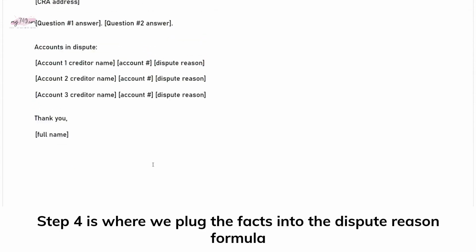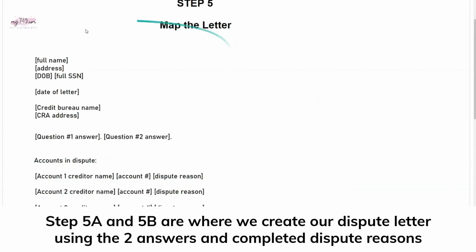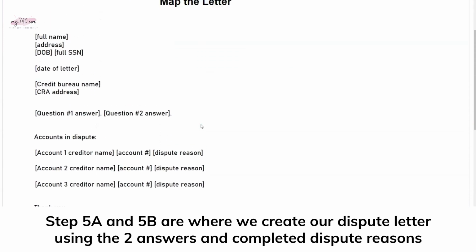And now we're going to map the letter. So step number 5 is mapping the information to our letter. And you can see this is really, really straightforward. So we have full name, address, date of birth, full social. We have the date of letter, and we're using today's date. We're not backdating. Don't do that.